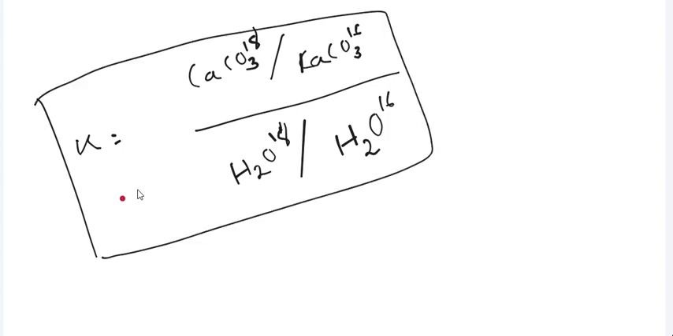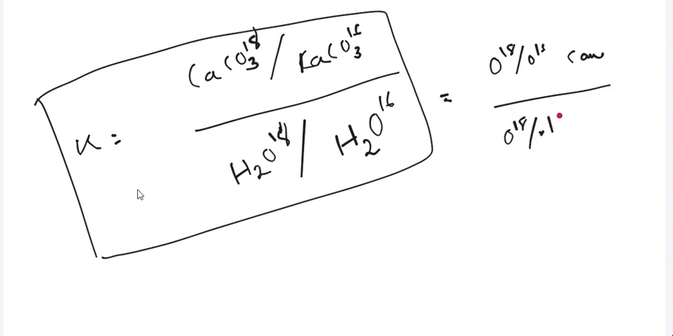Now what does this equation indicate? It indicates the oxygen 18 by oxygen 16 in carbonate divided by oxygen 18 by oxygen 16 in water. Did everyone understand how this happened? Does anyone have a doubt?